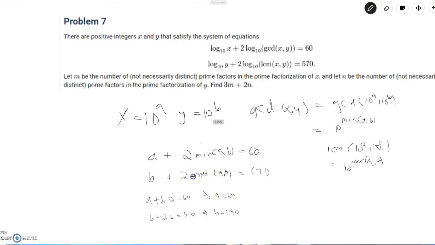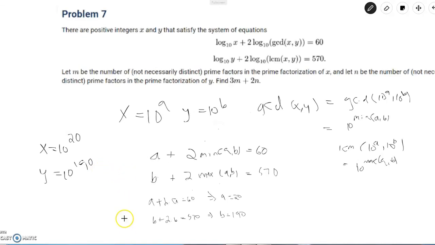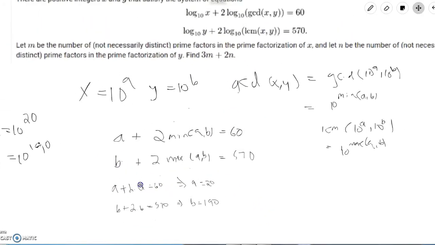Thus, x is equal to 10 to the 20, because that's 10 to the a, and y is equal to 10 to the 190. As a brief check, we can just plug these into our equation. Log base 10 of 10 to the 20 is 20, plus 2 times log base 10 of GCD of 10 to the 20 and 10 to the 190. GCD of these two is equal to 10 to the 20, so plus 2 log base 10 of 10 to the 20 is equal to 40, plus 20 is 60, which makes sense. Log base 10 of 10 to the 190 plus 2 log base 10 of LCM(x, y), which is 10 to the 190, is equal to 190 plus 2 times 190, which is 570. Thus, x is equal to 10 to the 20 and y is equal to 10 to the 190.